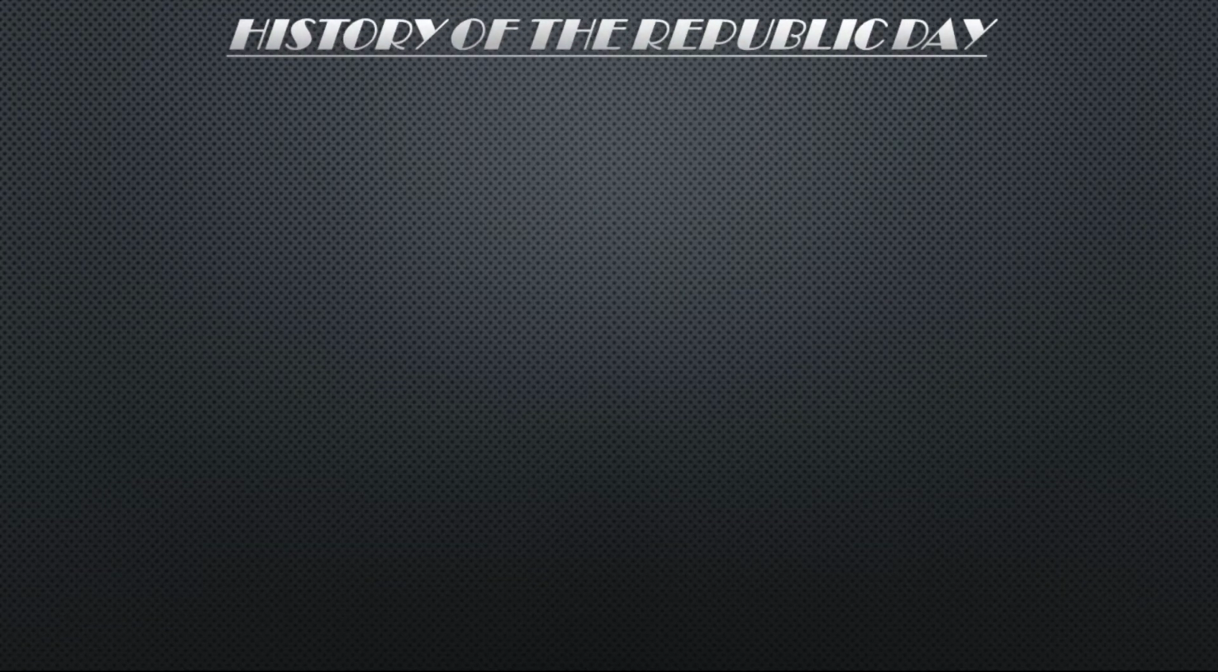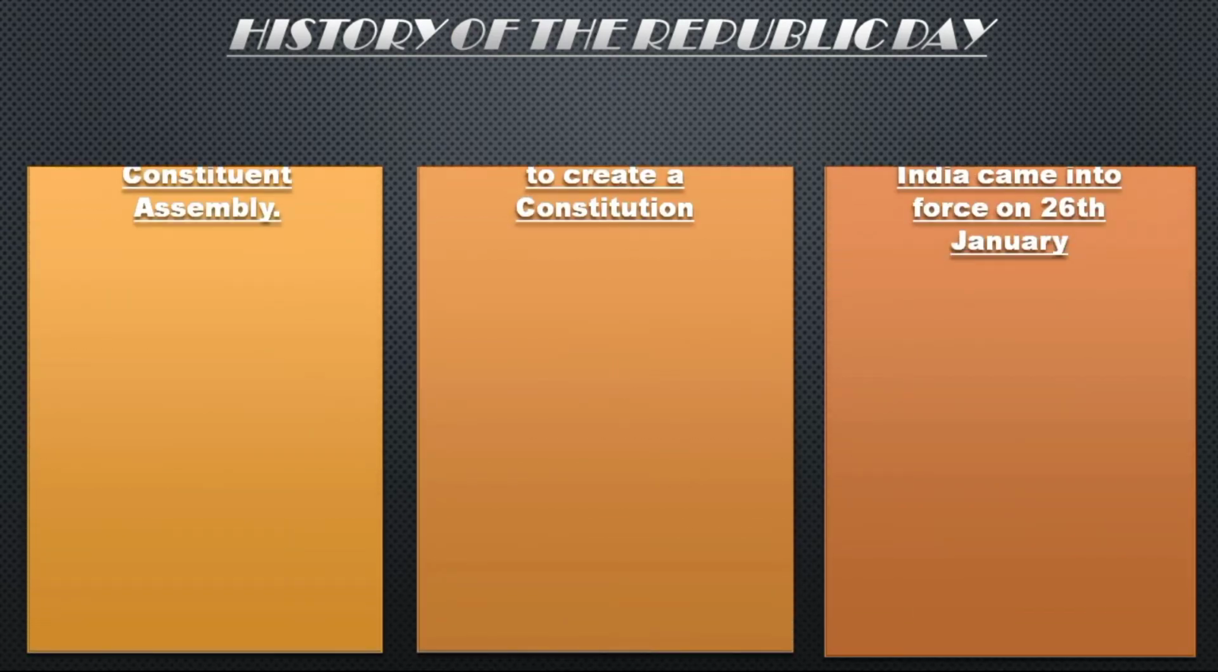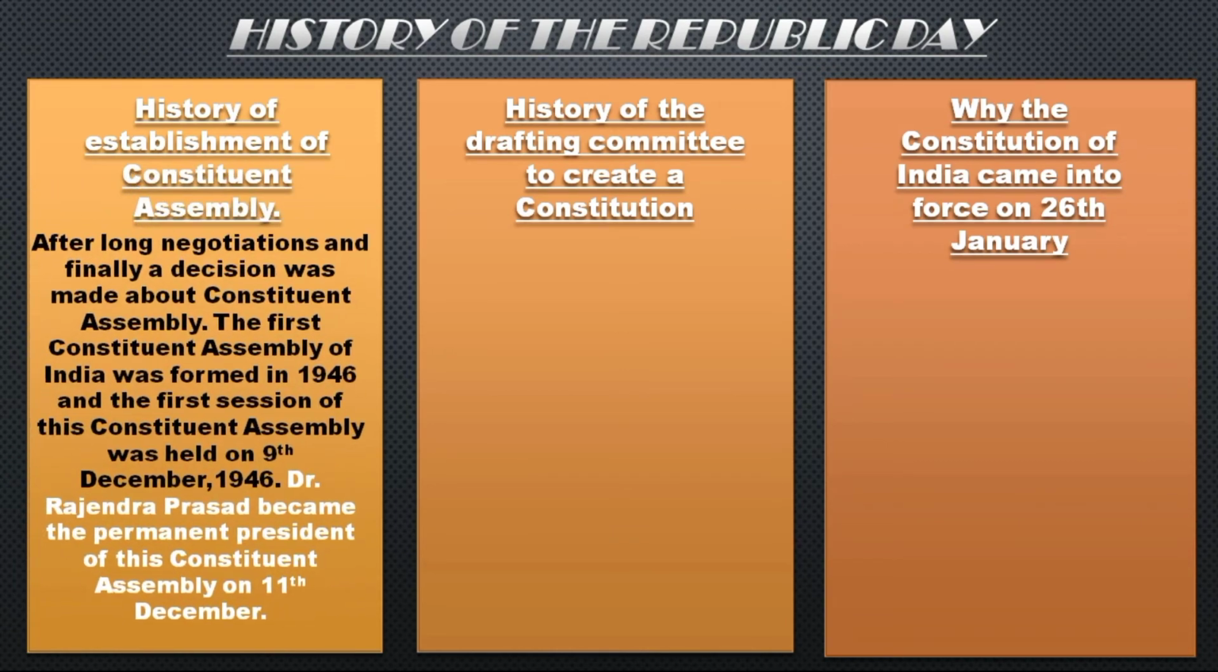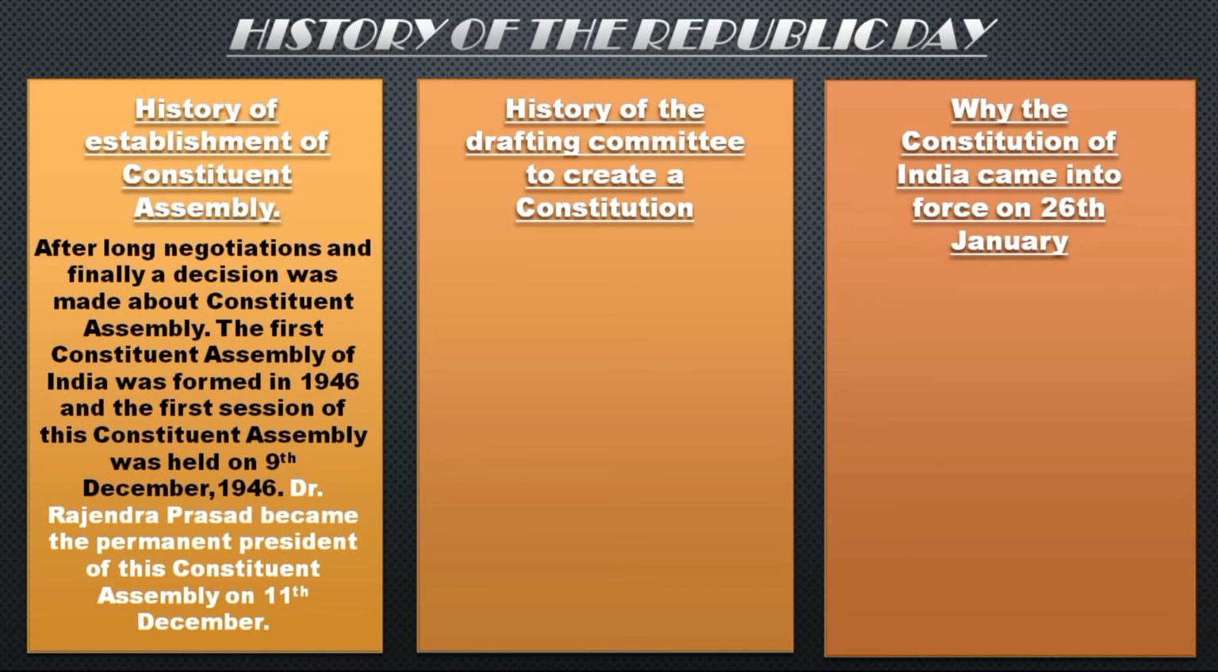History of the Republic Day. History of the establishment of the Constituent Assembly. After long negotiations, finally a decision was made about the Constituent Assembly. The first Constituent Assembly of India was formed in 1946, and the first session of this Constituent Assembly was held on 9th December 1946. Dr. Rajendra Prasad became the permanent president of this Constituent Assembly on 11th December.